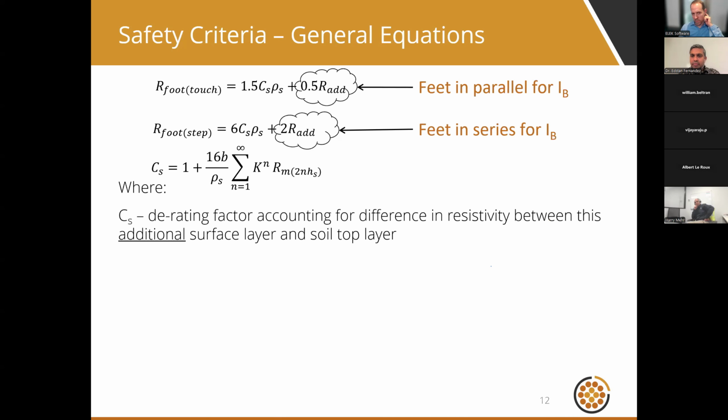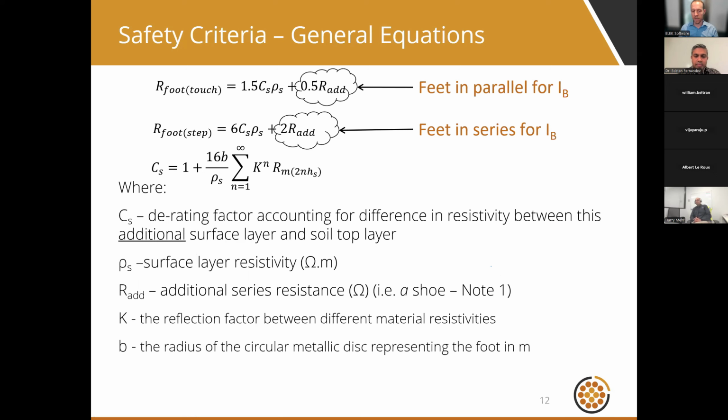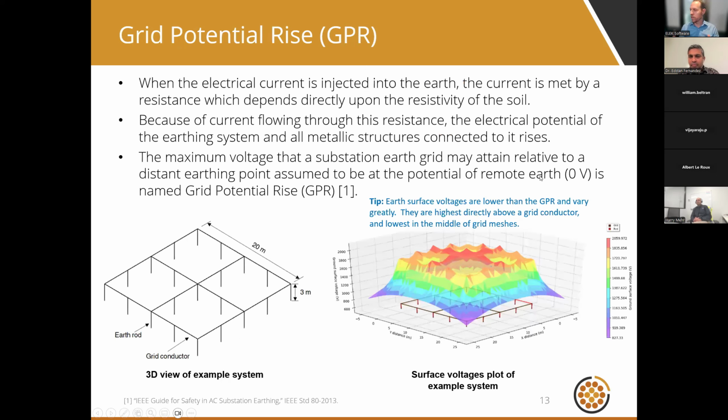There are calculations for foot resistance, and we can include additional series resistances and also surface layer resistivity into those calculations so that we can calculate the safe touch and step voltage limits. Now, those will be compared with the actual values, and that will determine if we have safe conditions or not. Let's look a little bit more at grid potential rise.